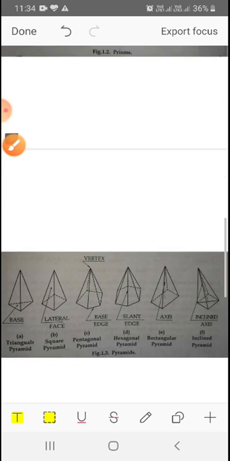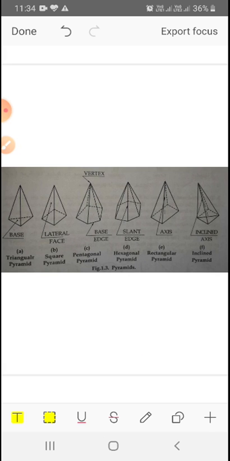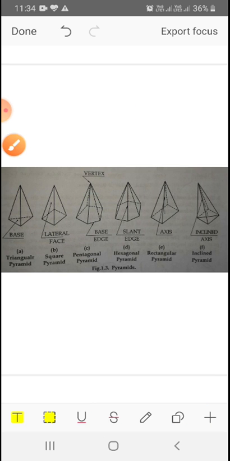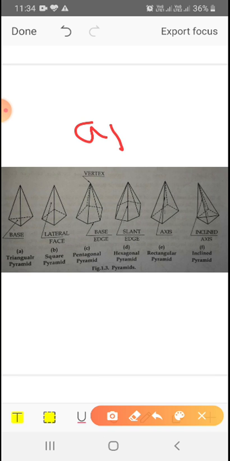Let us discuss pyramids. A pyramid is a polyhedron having a plane figure as its base and a number of triangles meeting at a point called the vertex, or you can call it the apex. Vertex is also called the apex.